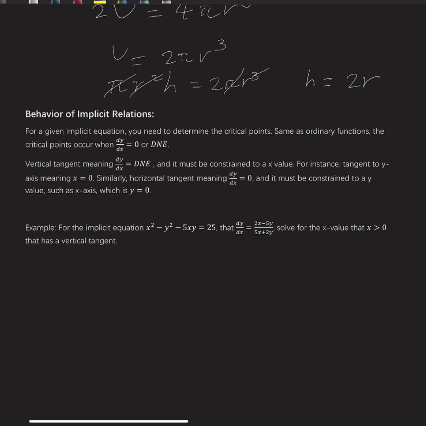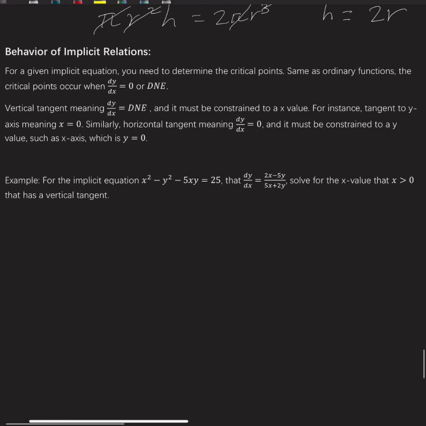And for the tangent to the y-axis, the x value must be 0. And for a horizontal tangent, meaning dy/dx equals 0, it must be constrained to a certain y value, such as y equal to 0. So let's do a problem here. For the implicit equation x squared minus y squared minus 5xy equal to 25, this is the dy/dx.